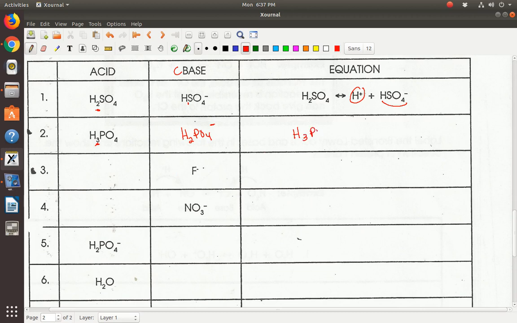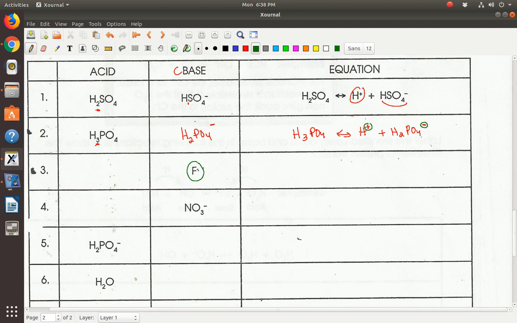I would say H3PO4 donates 1 hydrogen, which is a +1, to become H2PO4 with a -1. Notice that it loses a +1, so if it loses 1, we end up with a -1 charge. It loses 1 hydrogen to have a -1 charge. Right here, we just have the conjugate base.